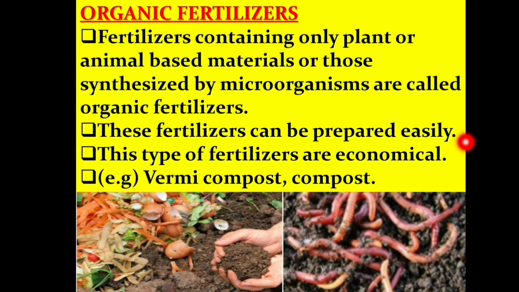The thing which we prepare from the peels of the vegetables, kitchen waste, they are also called organic fertilizers. This is the vermicompost, the fertilizer that we get with the help of earthworms. So these are organic fertilizers.